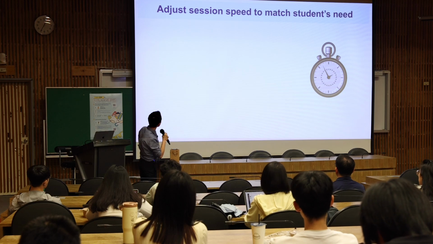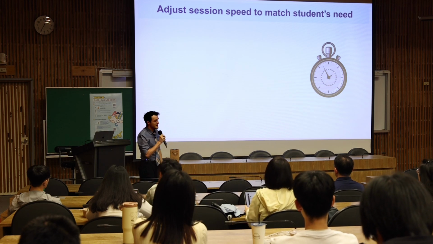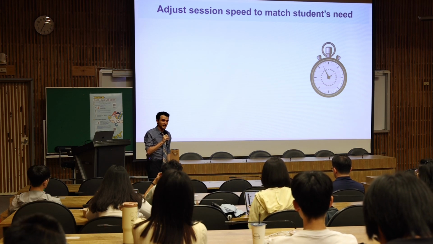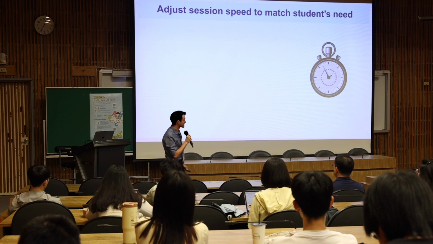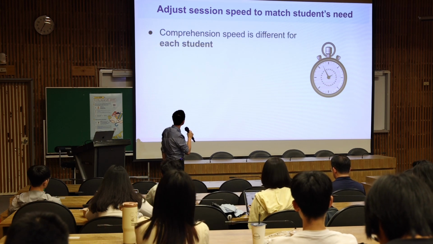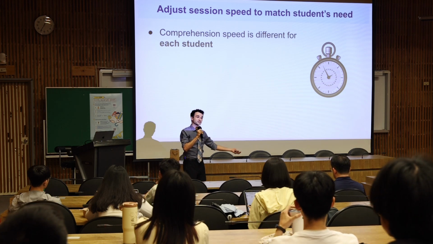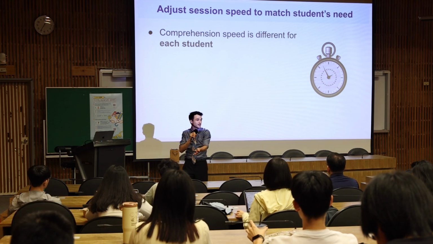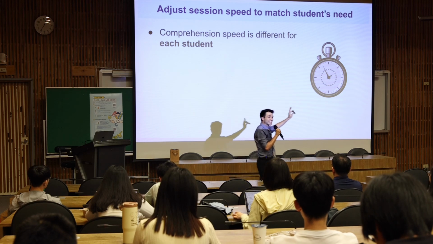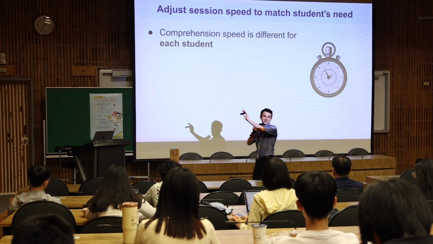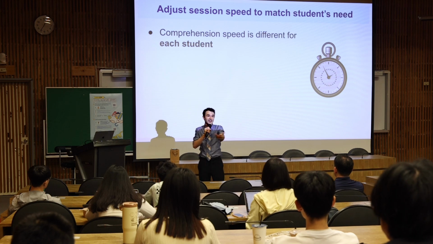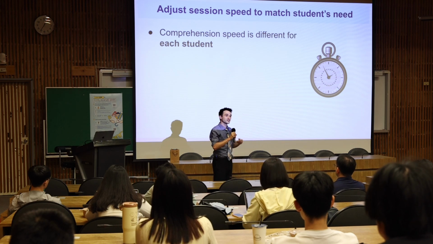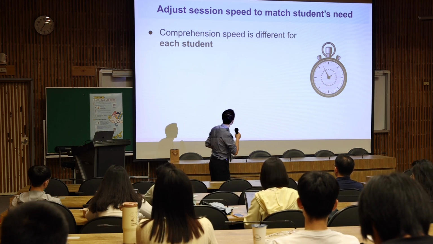Adjust session speed to match students' needs. This takes time and patience. Working online taught me this very quickly. Comprehension speed is different for each student. English ability could be high. Comprehension ability could be slow. Comprehension ability on Monday is very different than comprehension ability on Thursday. And on Friday, like you all, you're ready for the weekend. Yeah? So understanding that, being empathetic to that is really important.